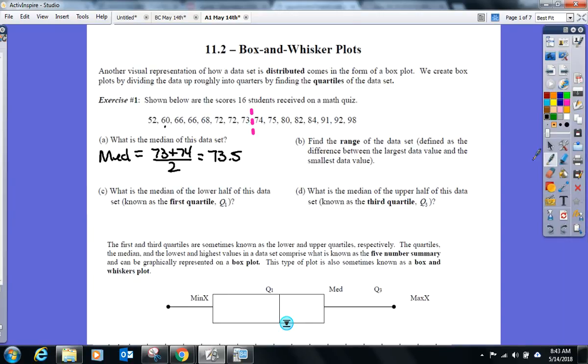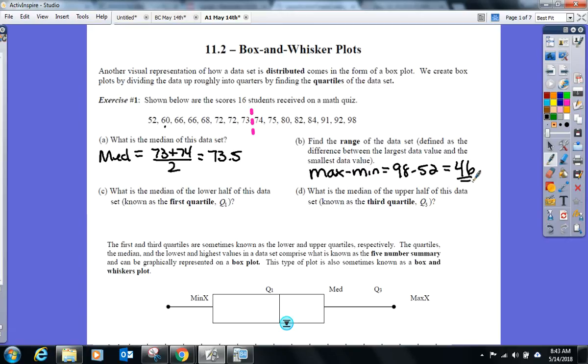All good? Here's a word we went over on Friday, range. Range, max minus minimum value. So I got 98 minus 52. Range for this one, 46.